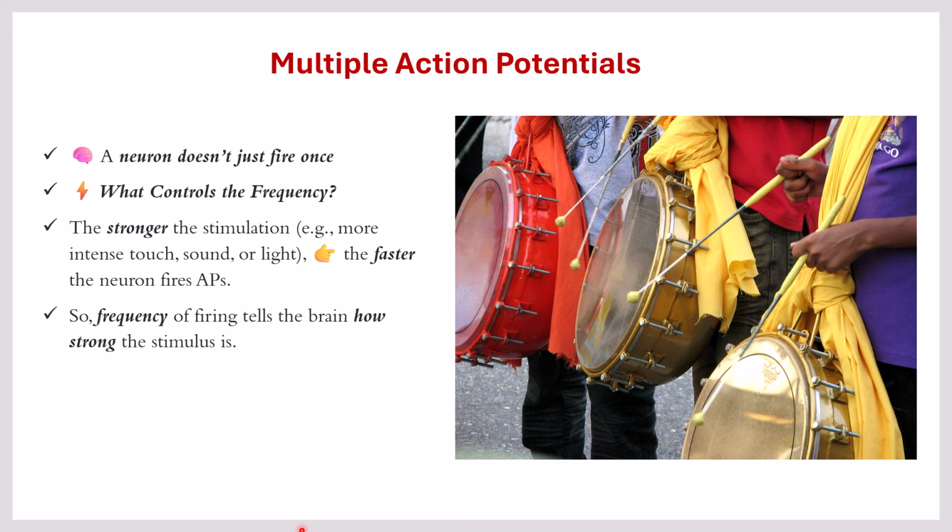So what should you remember? You should remember that neurons send more signals and faster when the stimulus is stronger. It's like a drummer playing louder and faster when the music gets intense.